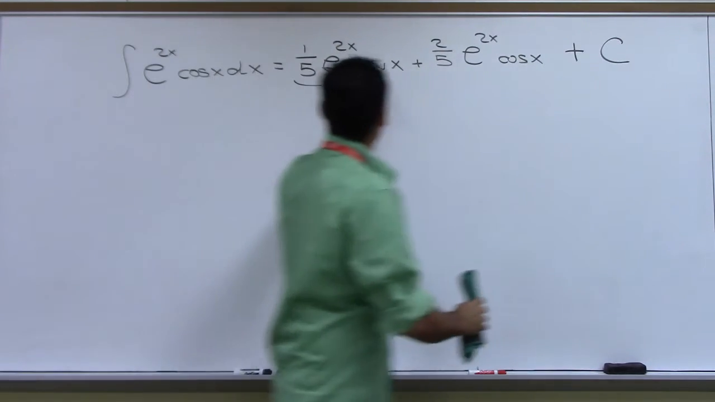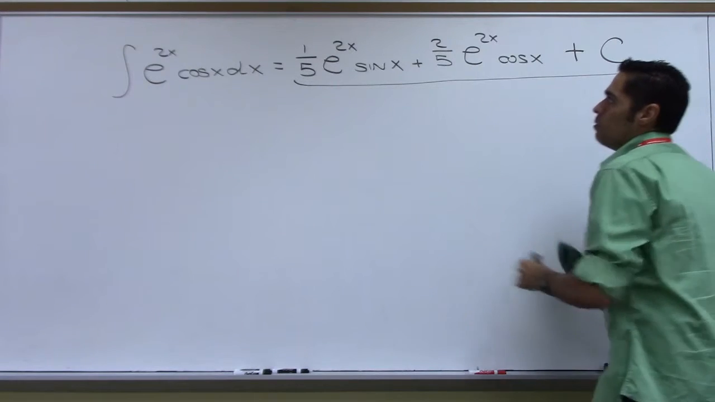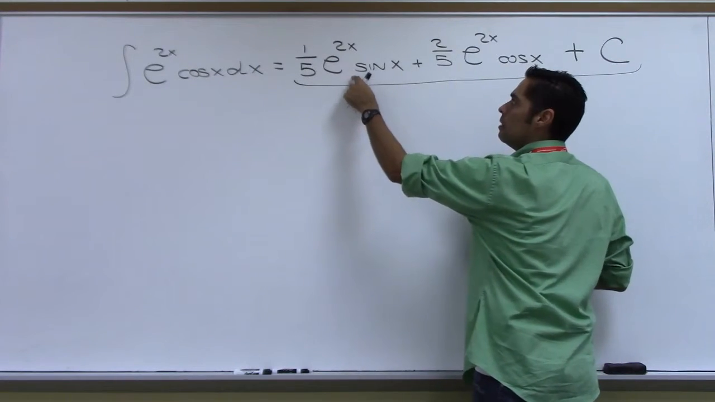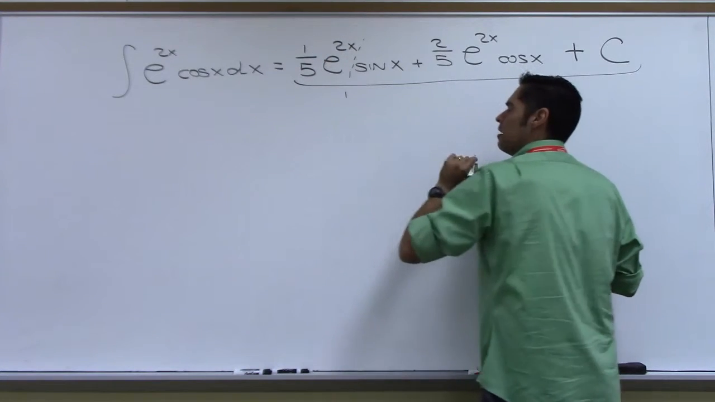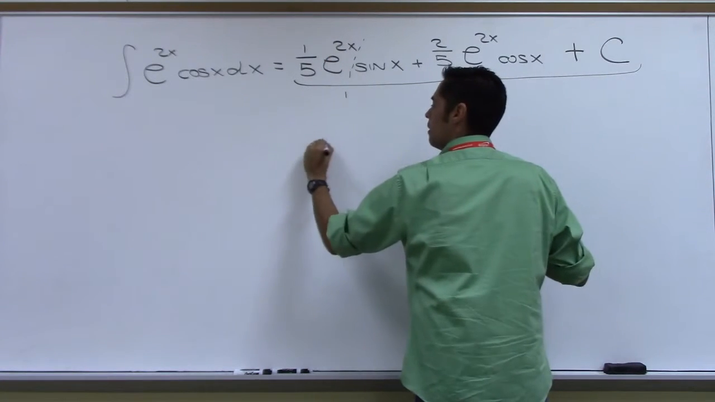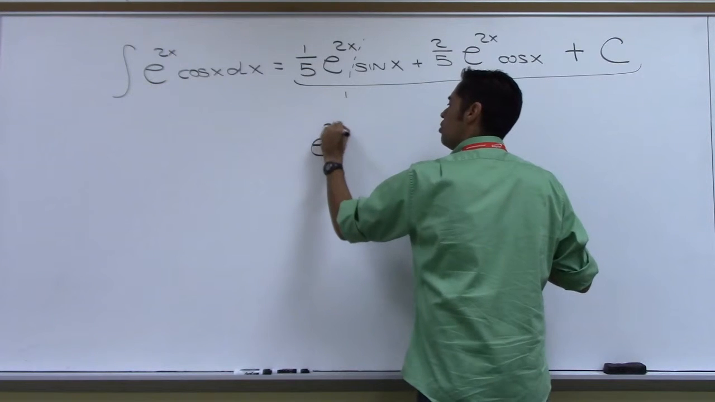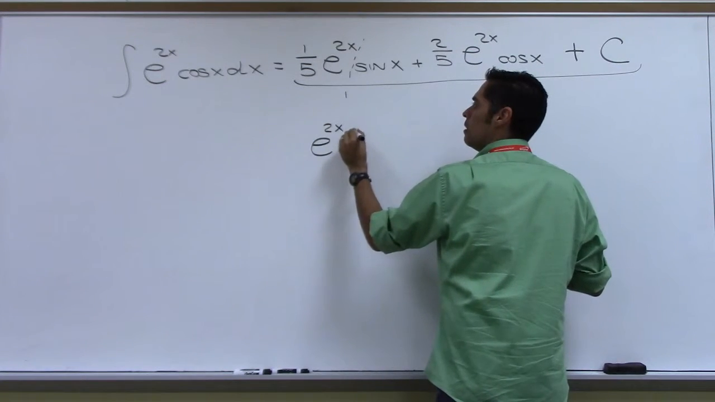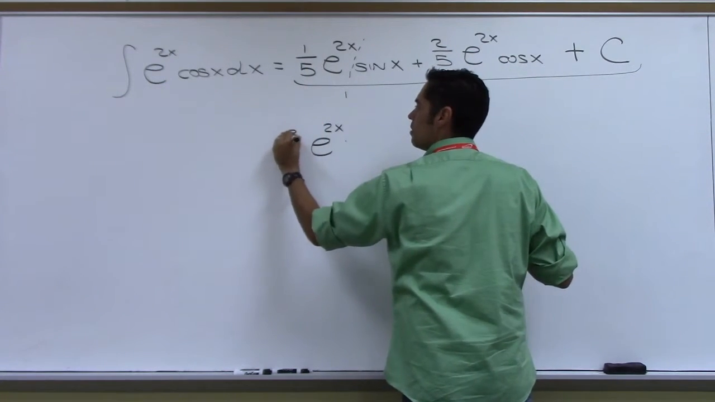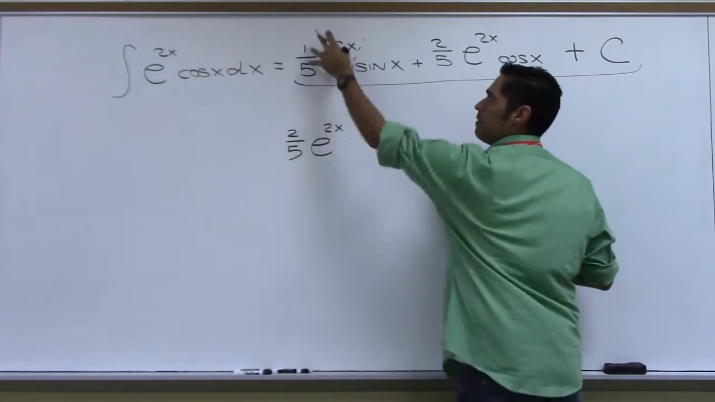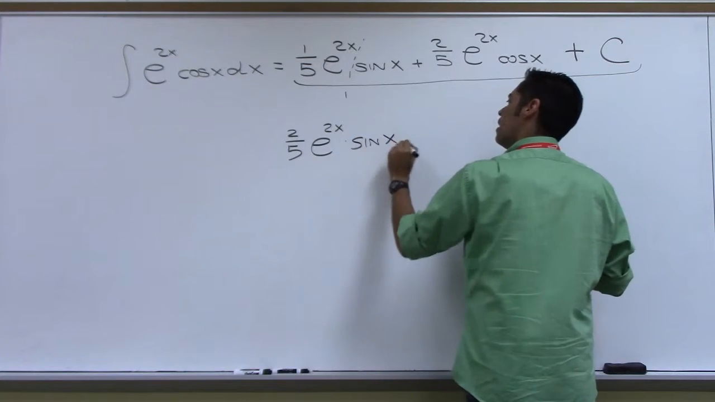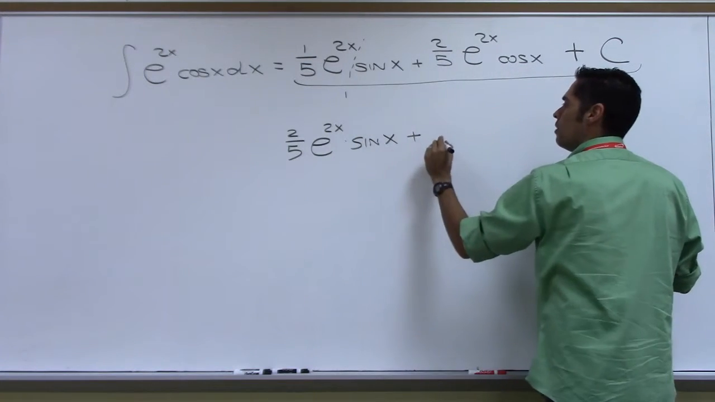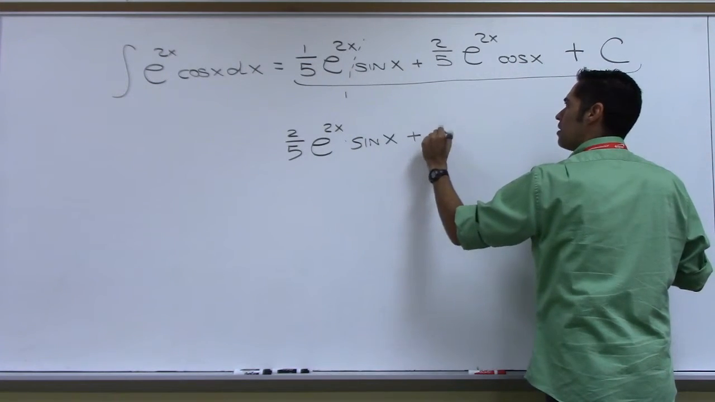I'm about to take the derivative of this right here. What do I have to use right here? Product rule. Okay, derivative of the first piece. Derivative of e to the 2x is itself, times 2, right? But there was a 1/5 out front, so 2/5. That's the derivative of this, times the second one, plus derivative of the second one. What's the derivative of this? Cosine x times the first one.